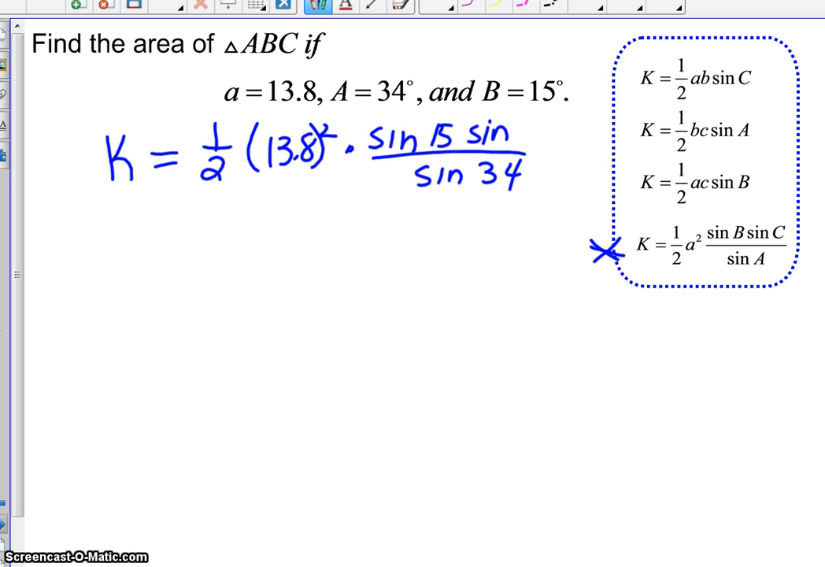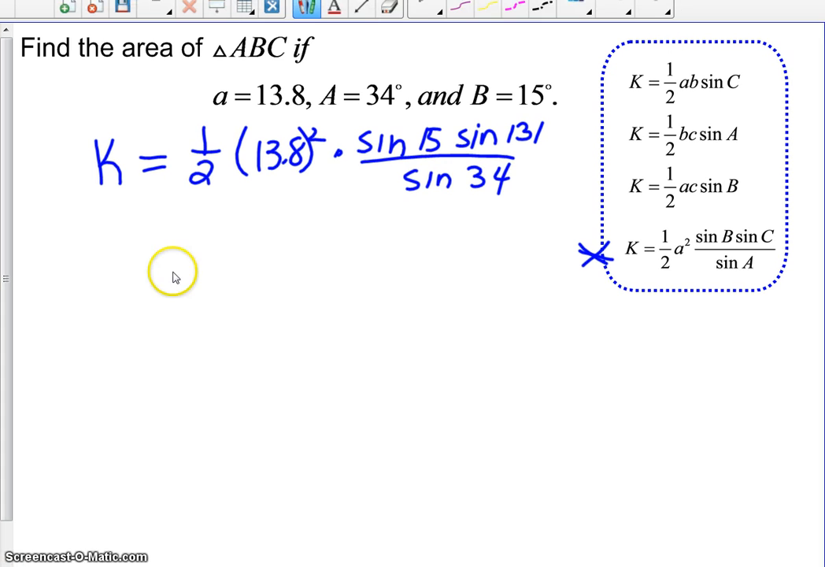Okay, I have to calculate what is my C. Okay, so I'm going to take 180, I'm going to subtract off 34 and subtract off 15. So I got 131 for my missing angle. All right, go ahead and calculate it, see if you get what I get. I got 33.3 for my answer there for K when I multiplied it and put all that into my calculator.